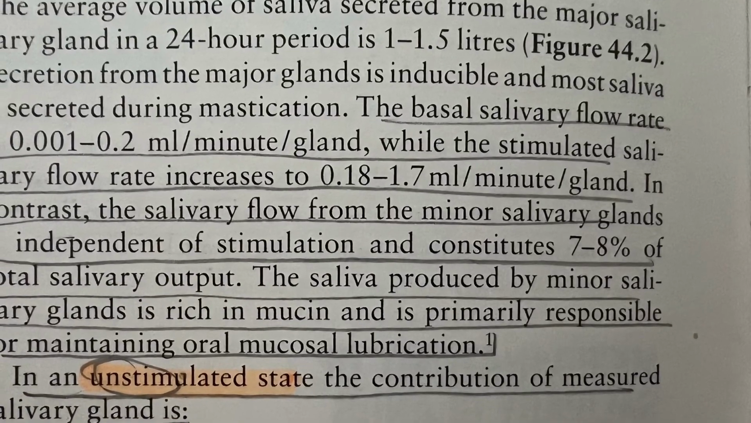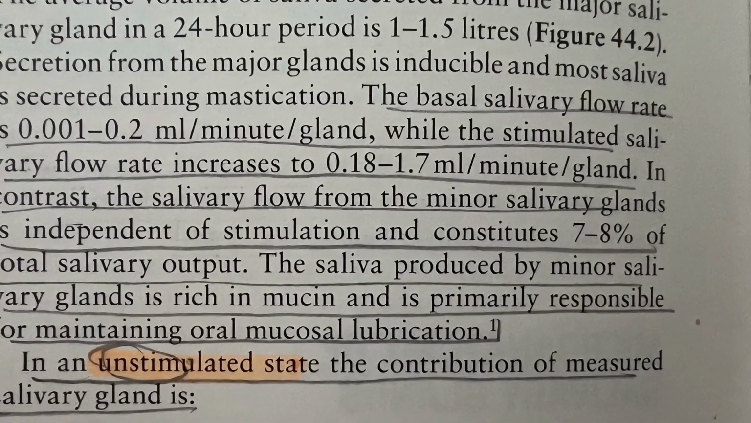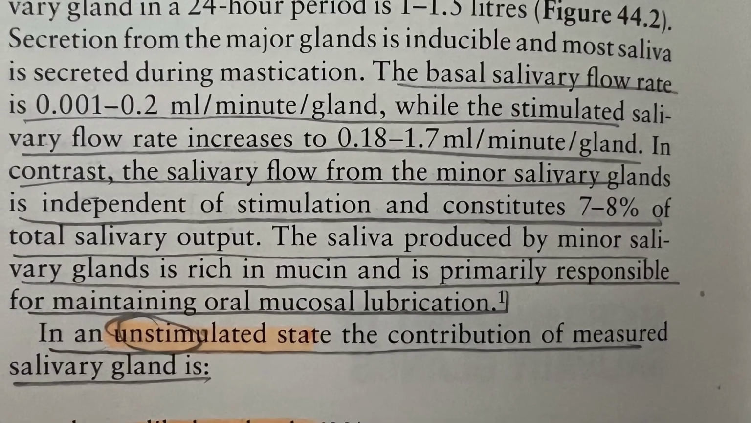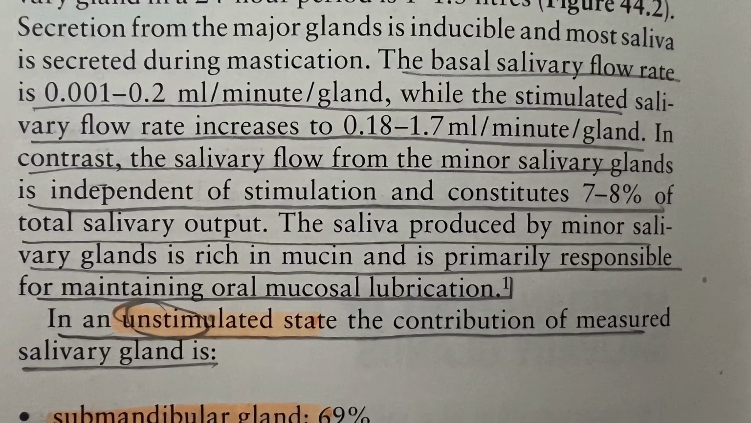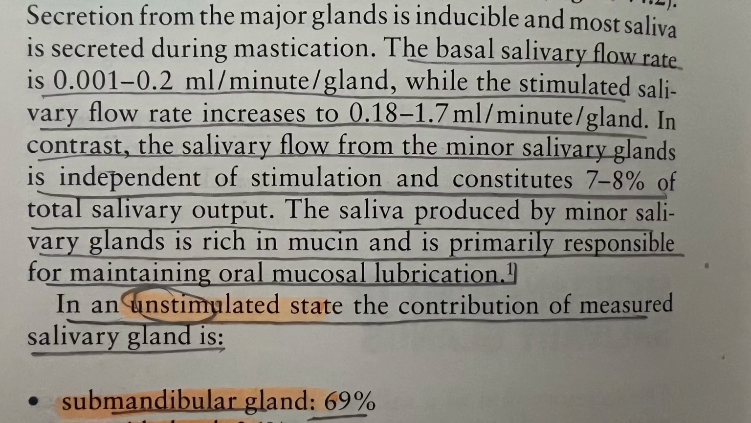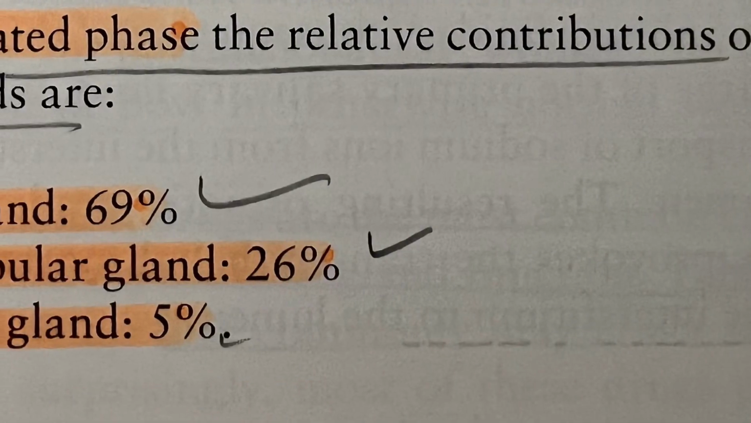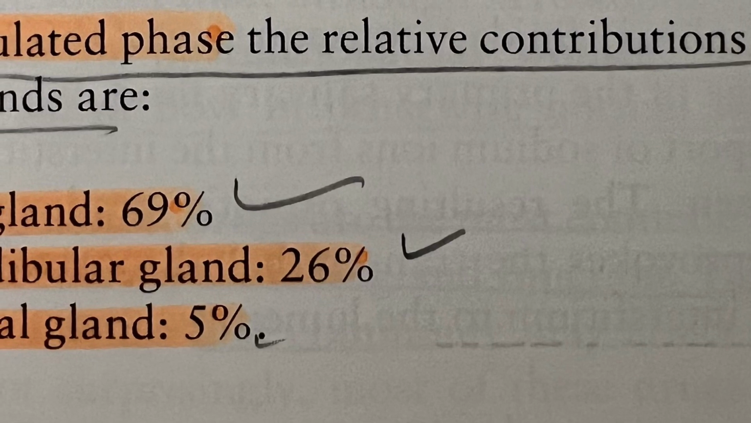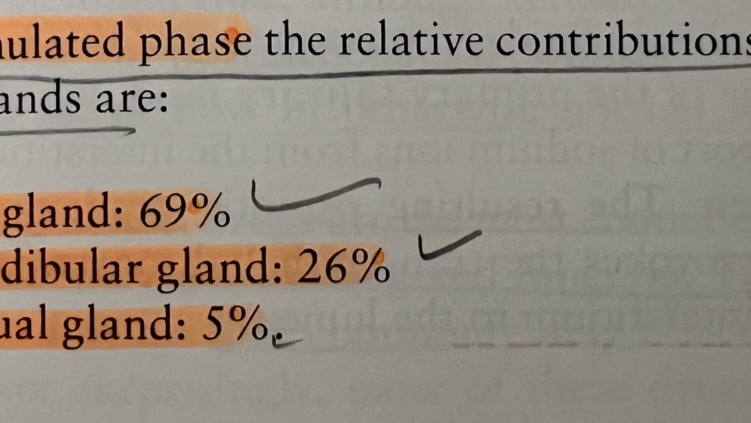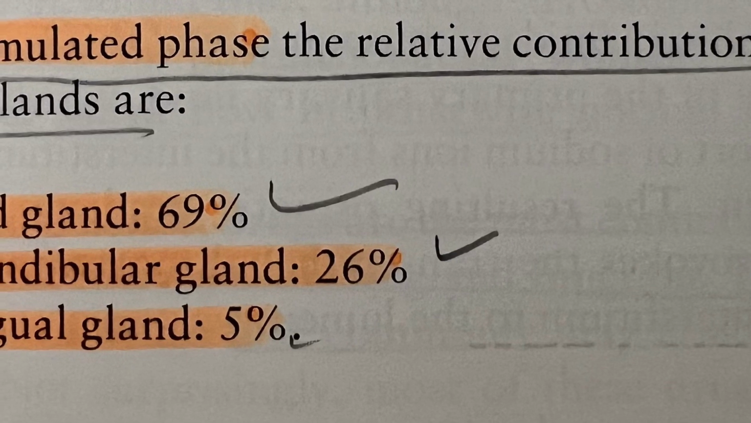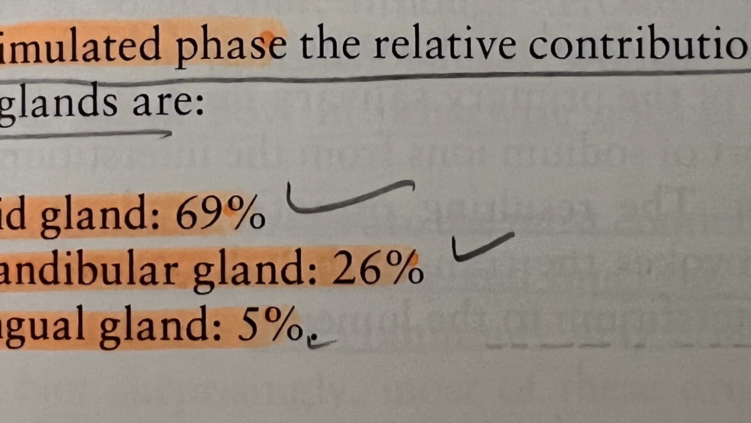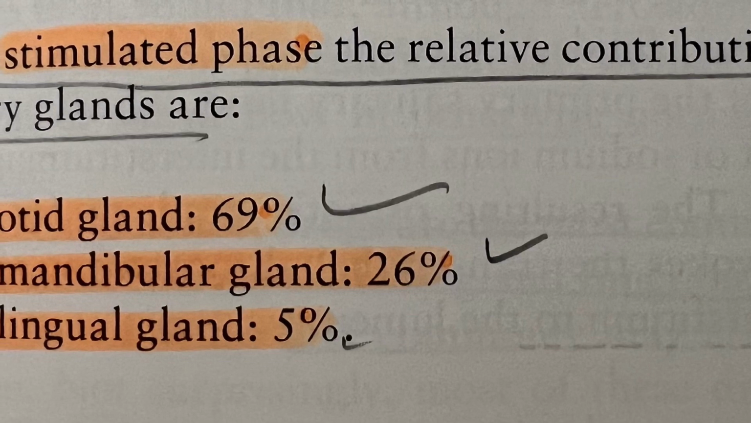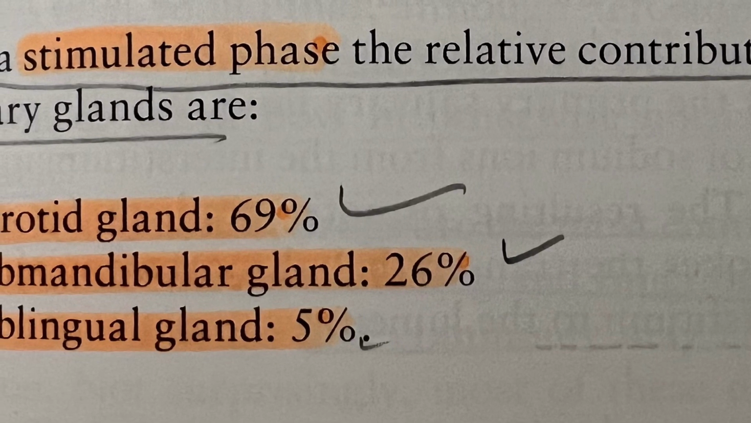Normally, the submandibular gland secretes about 69%, parotid 26%, and minor sublingual gland about 5% of saliva in the resting stage, meaning unstimulated. When these glands are stimulated by food or any chewing substance, the parotid gland secretes about 69% and the submandibular gland about 26%, sublingual gland about 5% of the saliva. It means a reversal happens between the parotid and submandibular gland. In the stimulated phase, the parotid gland has more contribution.